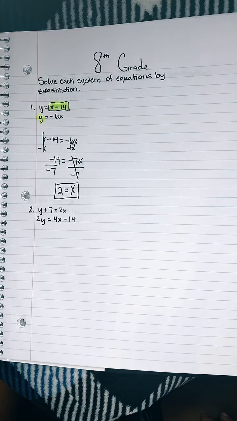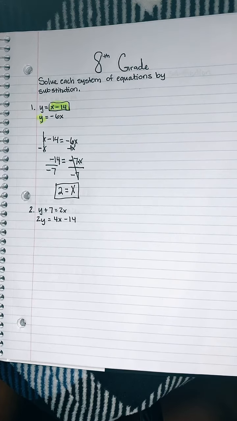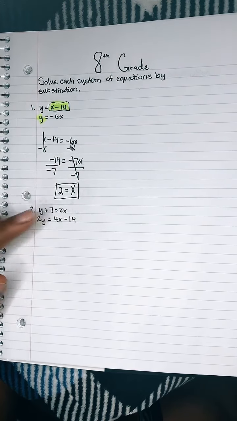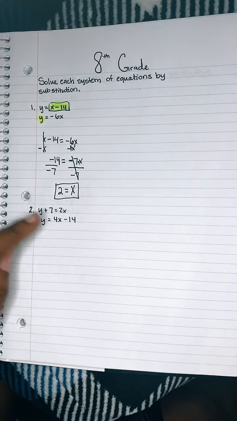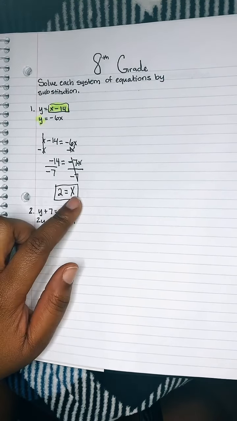Now, are we done? Or do we still have more to do when we talk about systems? What do you guys say? Good, we have more. I know, you're like, after all we did this? Yes, we still have more because like Shirley said, we have to find the y. We haven't found the y. We only found the x.